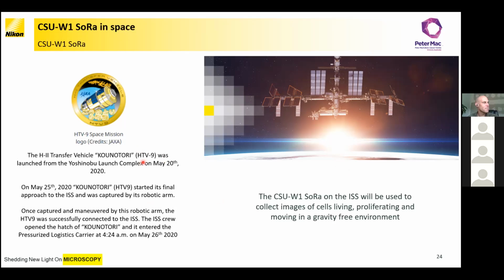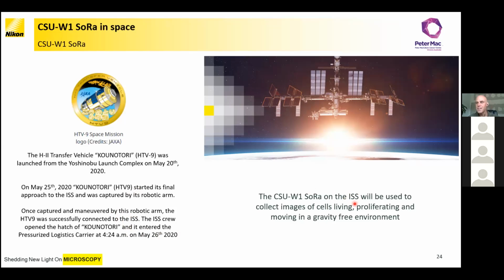So as you can see here, it was launched in Japan in around May 2020, so just about 2 years ago. It took a few days to get to the ISS, whereby the robotic arms of the ISS grabbed it, took it into the ISS, and commissioned it. So there is actually a SoRa working as we speak, live on the ISS.